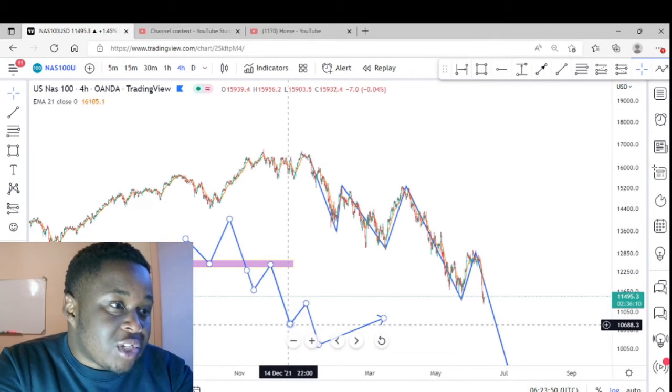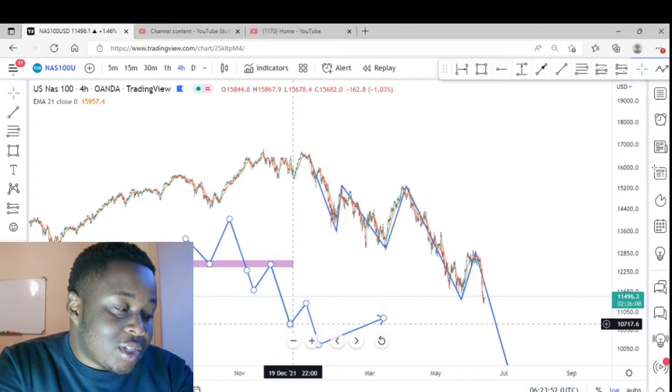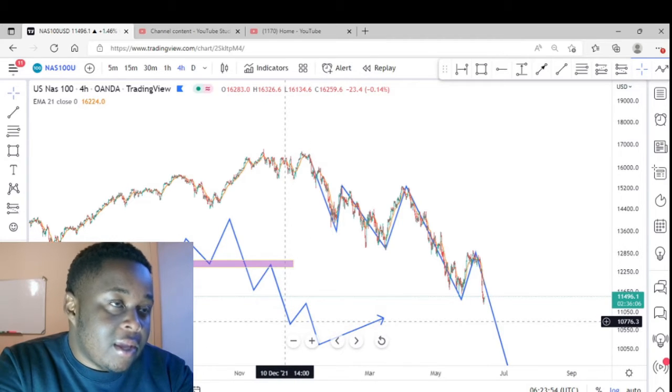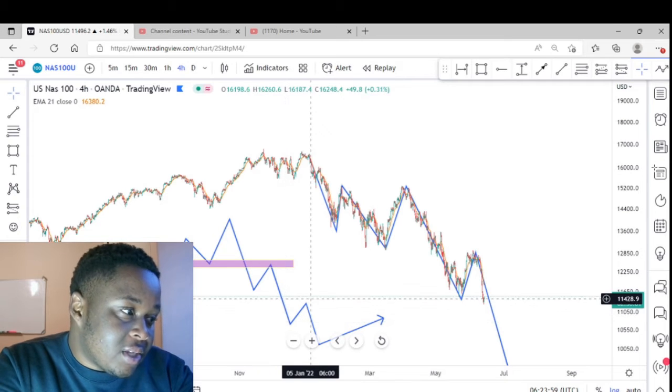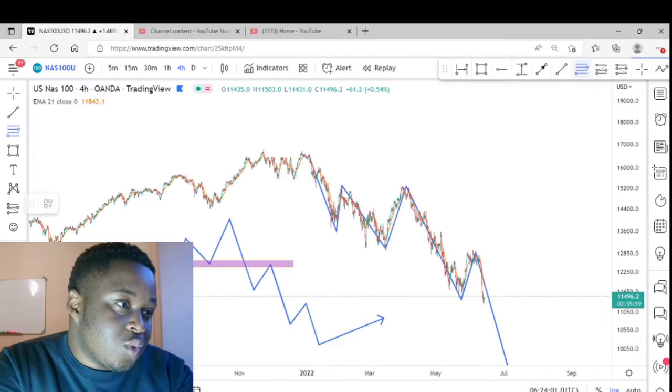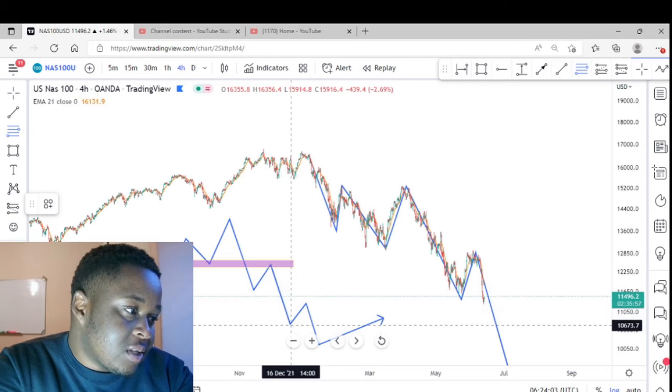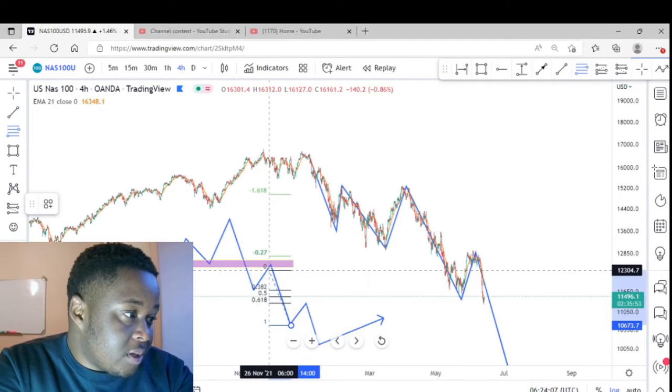So after going bearish, it created what? Another exhaustion in the market, aka a retracement. Yeah, because this is why it's called a fib retracement. You understand me? Nah, I did it the wrong way around.